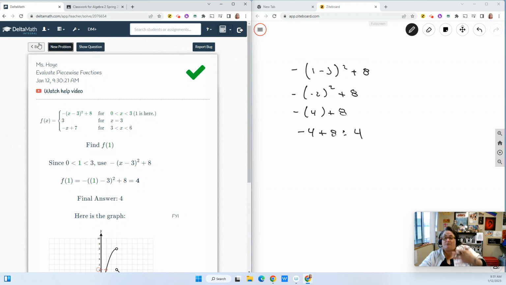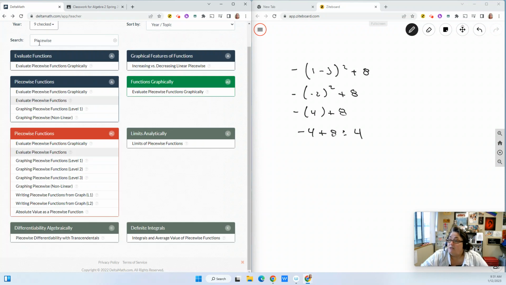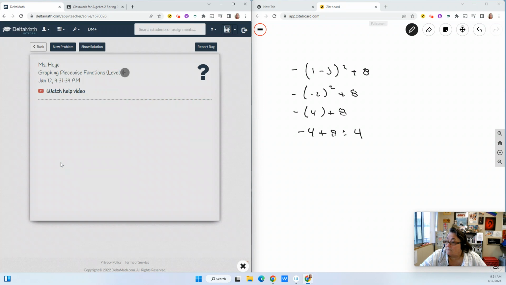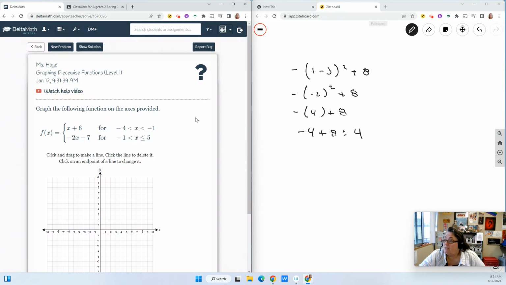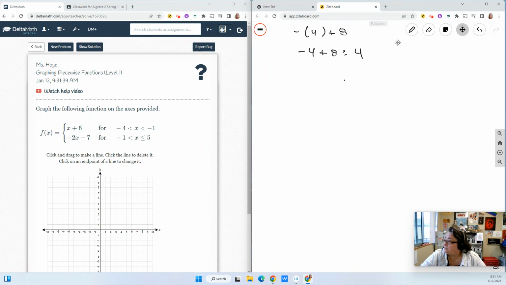So that's all we're dealing with when we're talking about evaluating. It's just knowing which of those equations to plug it into. But when we get to the graphing pieces, I get level 1 and 2. When we get to the graphing pieces, that's where it seems like you guys were struggling. Those of you that actually started the homework were struggling with that.